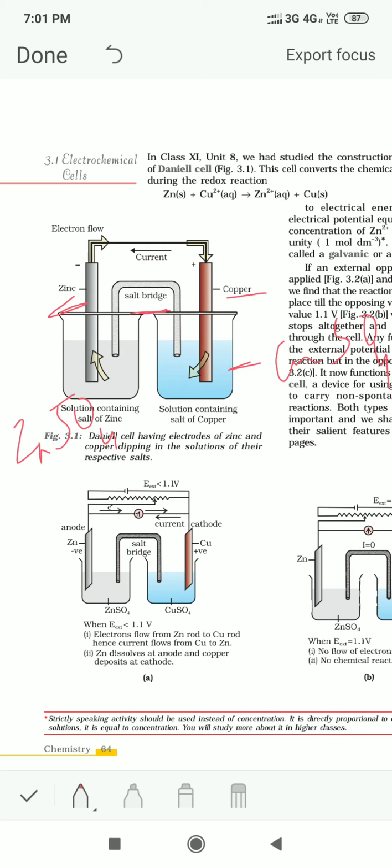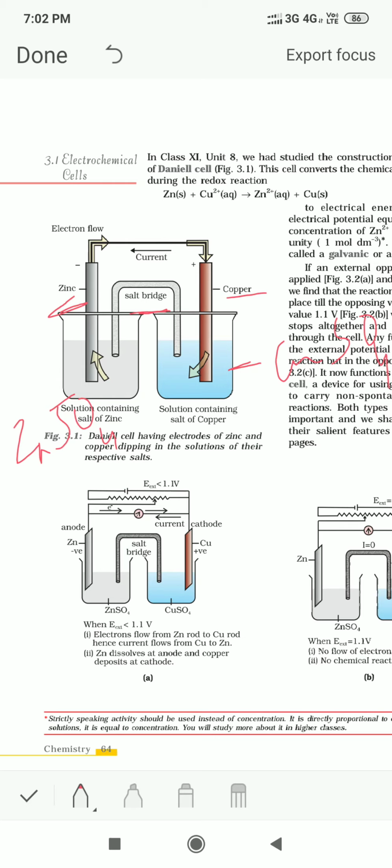Now what all changes will you see? You will see that after some time the zinc rod is becoming thinner and thinner. This is your first observation. The copper rod becomes thicker. Zinc rod becomes thinner, copper rod becomes thicker. This is the second observation. And the concentration of the zinc ions in the solution is increasing.